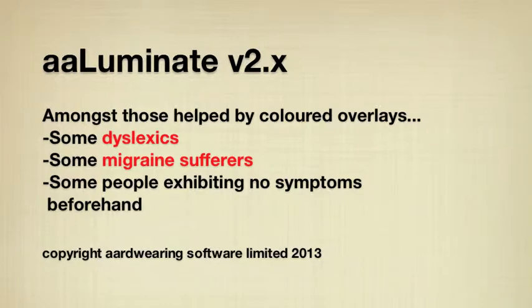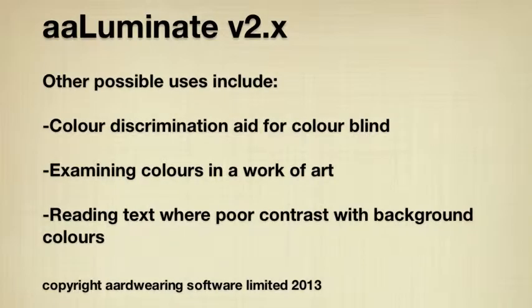Although this is the main purpose of aaLuminate, there are many other situations where it may be useful. For example, to help discriminate between colours for those suffering with colour blindness, to emphasise colour differences in a work of art, or to read text on a background with poor contrast between the colours.